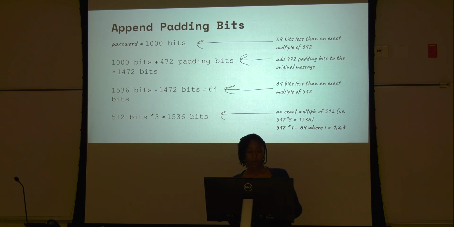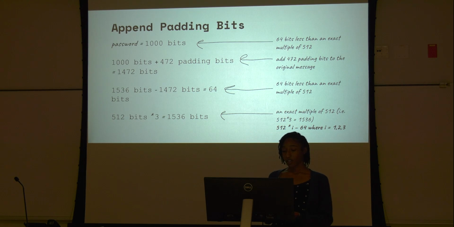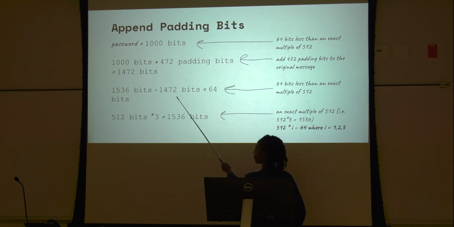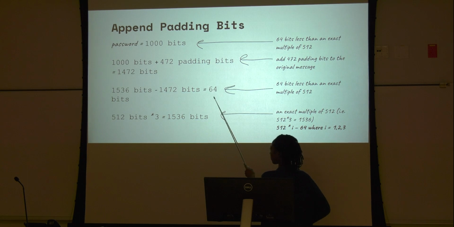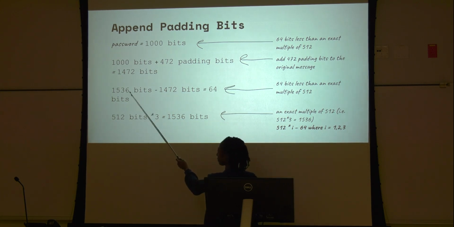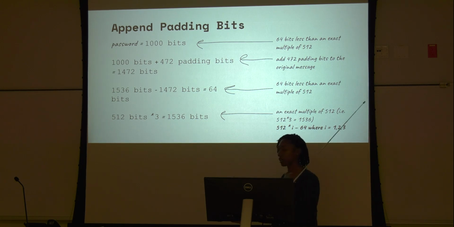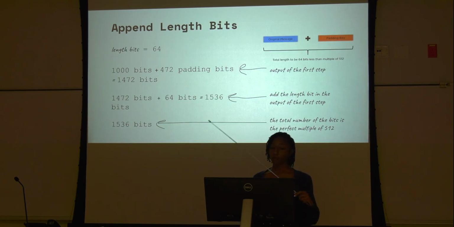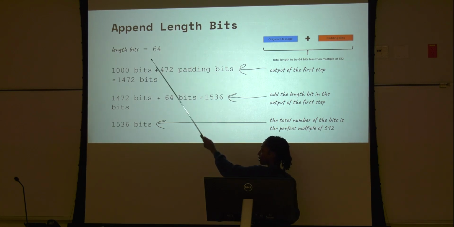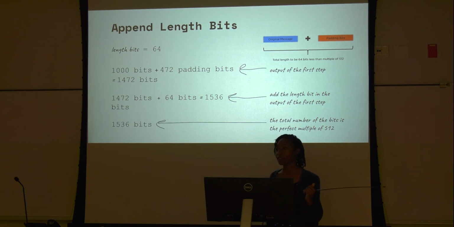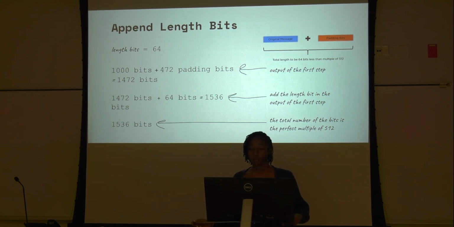Let's get a little deeper into that. If you add 472 padding bits, it becomes 1,472, that's exactly 64 bits less than 1,536, which if you divide that by 3 is 512, right? And that matters because in the next step, when you append the length bits, you're going to append those 64 bits and then make it exactly 1,536, excuse me. And then from there, it's going to be broken down.